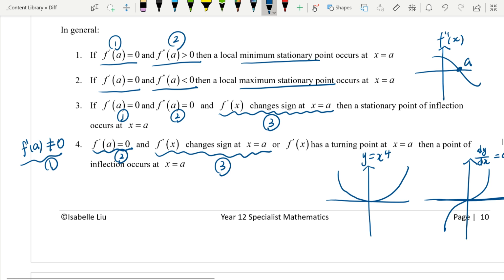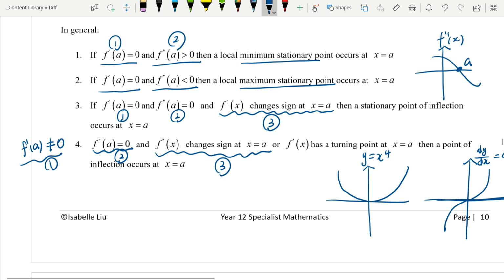So if only the second derivative equals 0 but doesn't change sign across the x-axis, then it won't become a point of inflection. I can't really graph this one. I tried to find one last time, but I forgot the equation. It's quite complex, but it's true. I can find another one next time. I'll show you on the test.